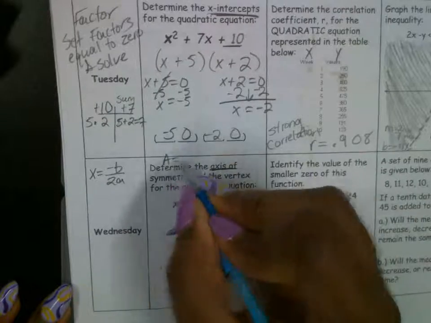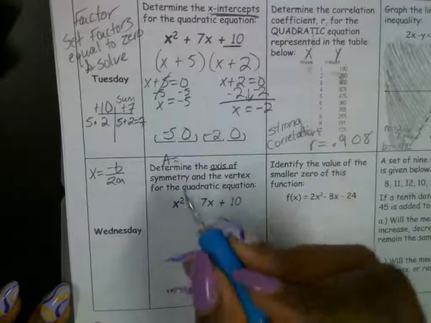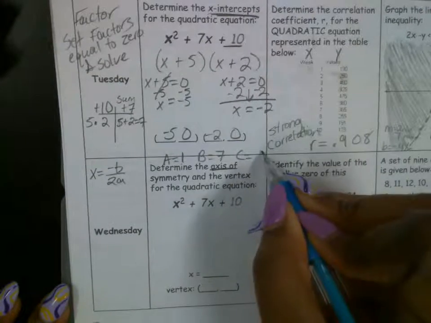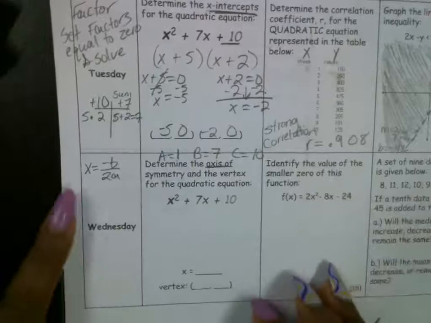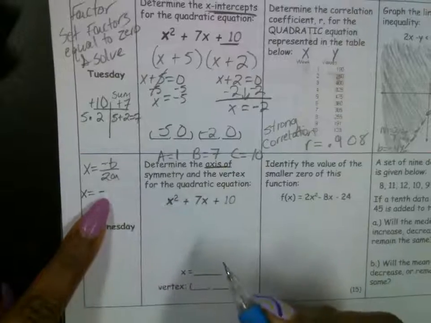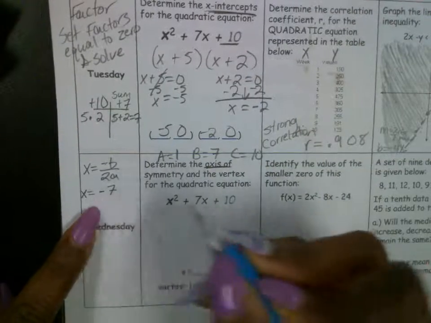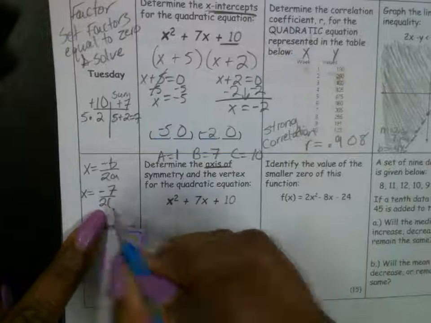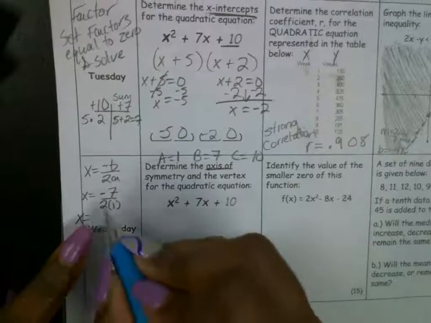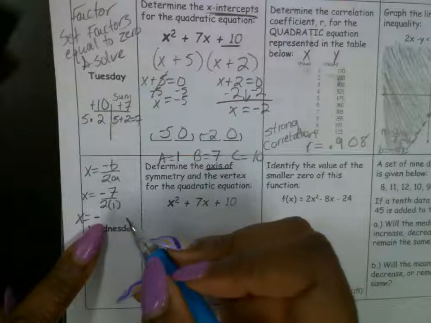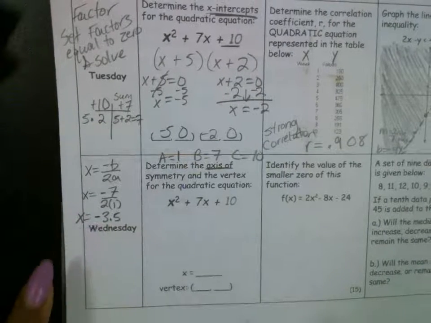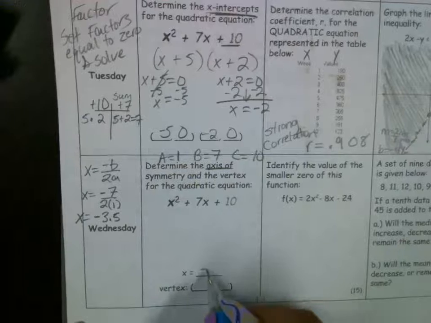What's my A? 1, the number in front of the x squared term. What's my B? 7. And C? 10. Okay. All right, so we're going to substitute. We got x is equal to negative B, negative is a part of the formula. What's B? 7. So it'll be negative 7. Good. 2 times what? 1. So we got x is going to be negative 7 over 2, which is negative 3.5. So that's our axis of symmetry: negative 3.5.